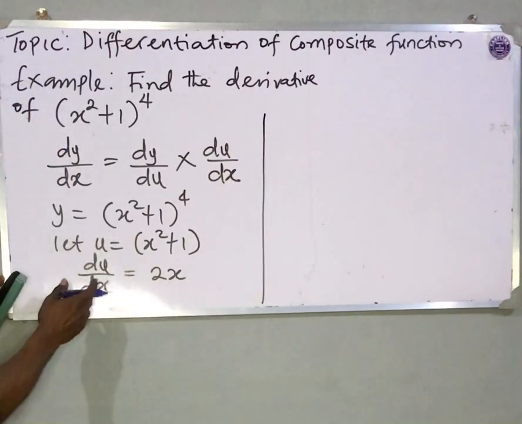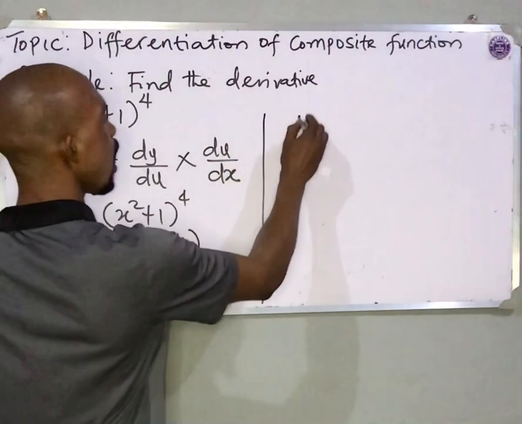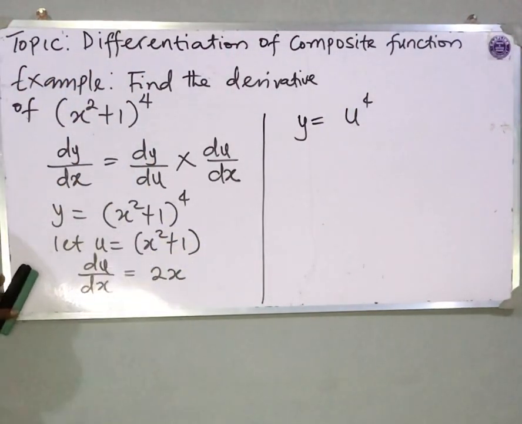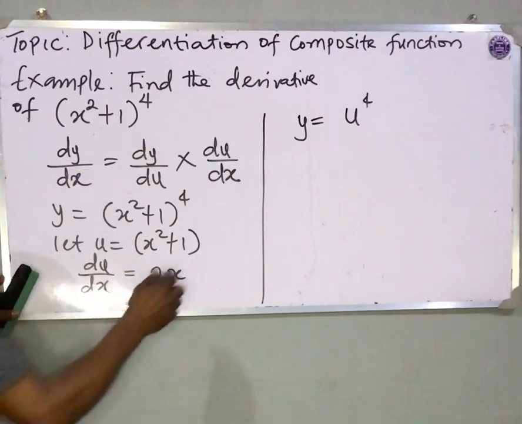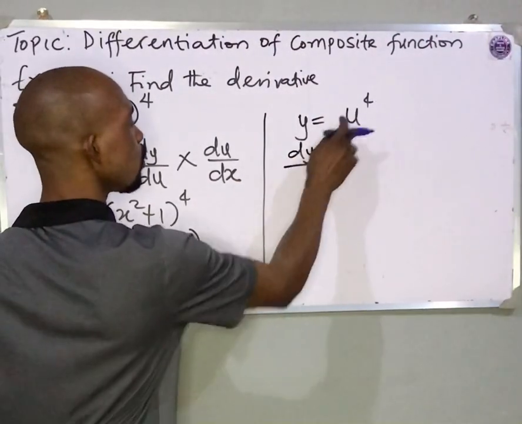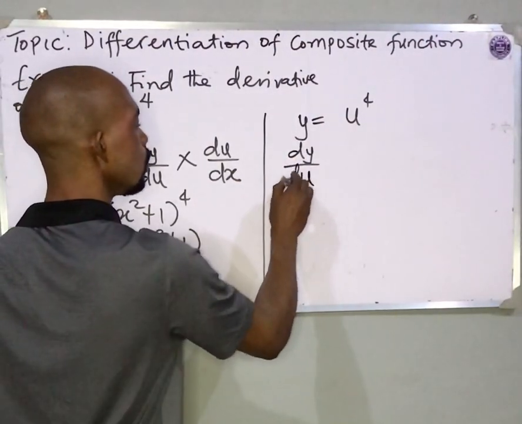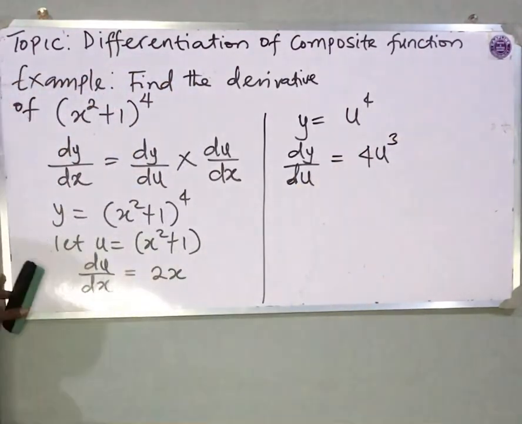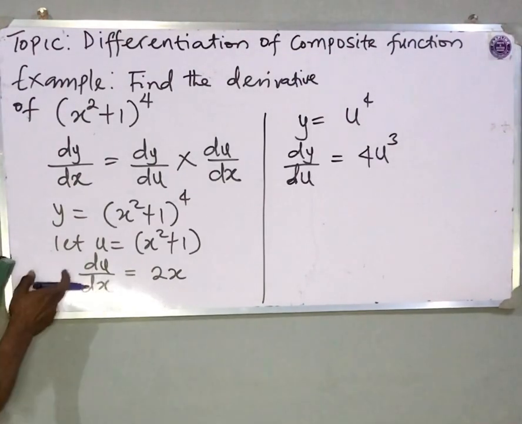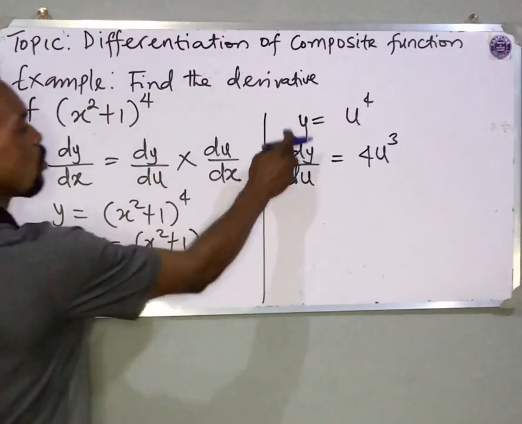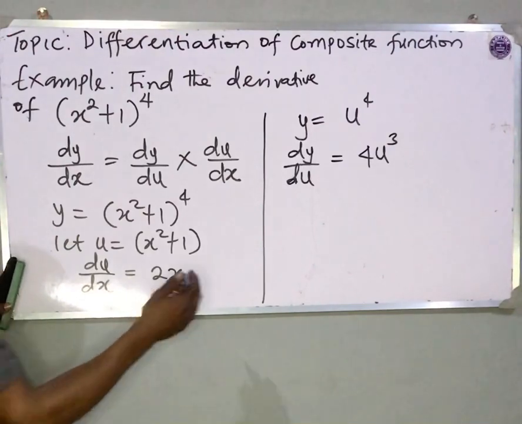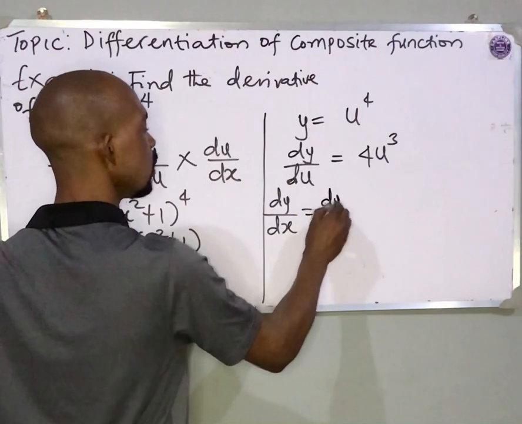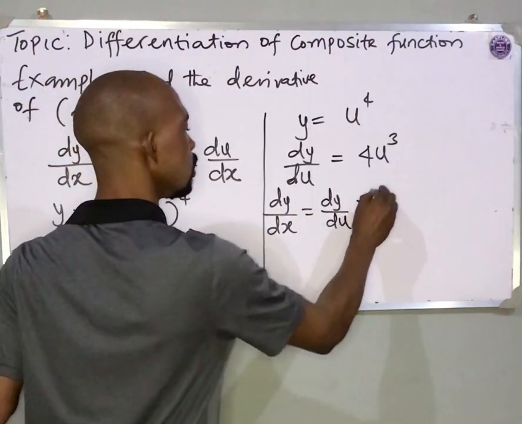But if u is x squared plus 1, that means y equals u raised to power 4. So if we represent our u as x squared plus 1, we get y equals u raised to power 4. So that means we can differentiate y with respect to u, which is dy over du, and this will give us 4u raised to power 3. Now we have our du over dx, which is this. We have our dy over du, which is this. So we can actually multiply. Going by the formula, we have dy over dx equals dy over du times du over dx.